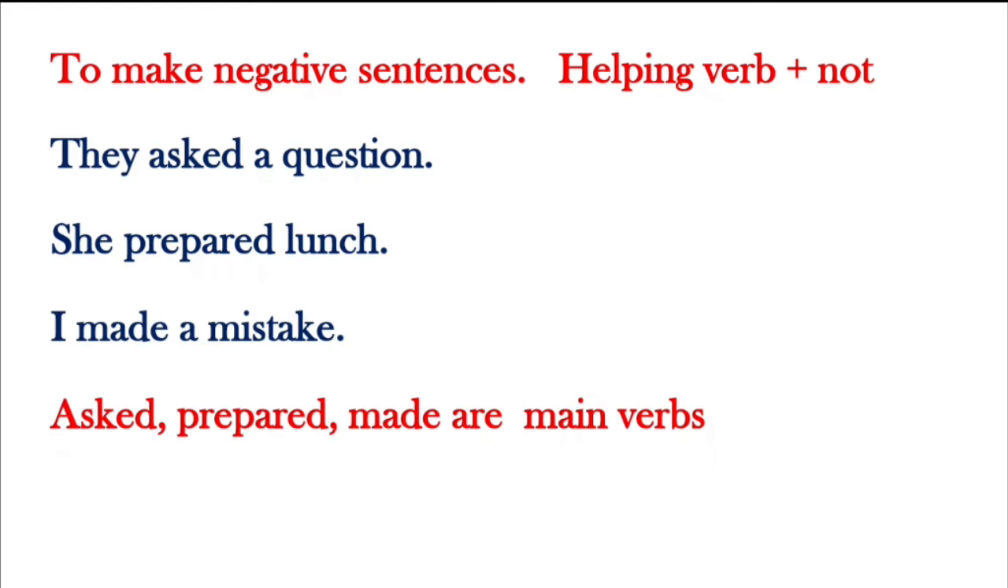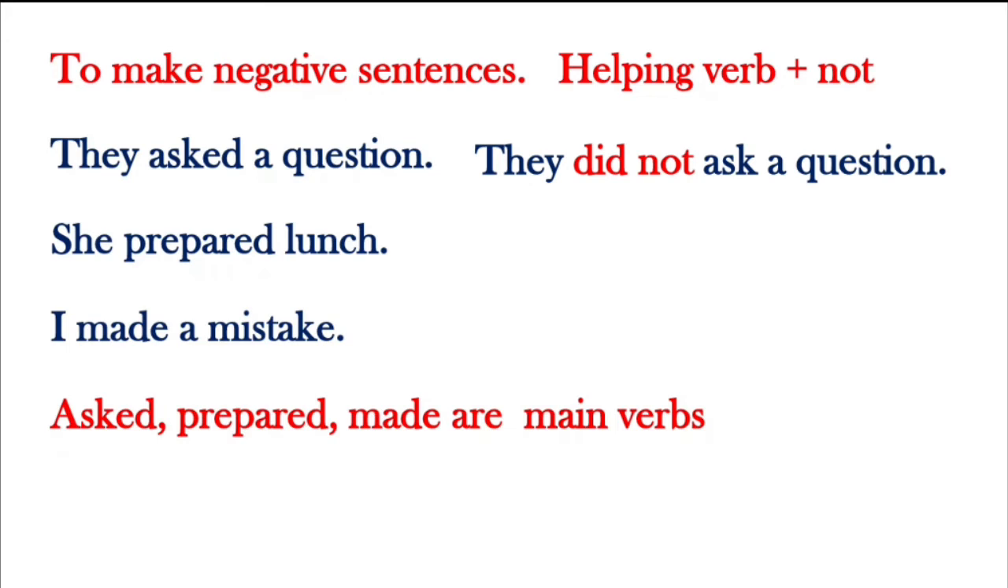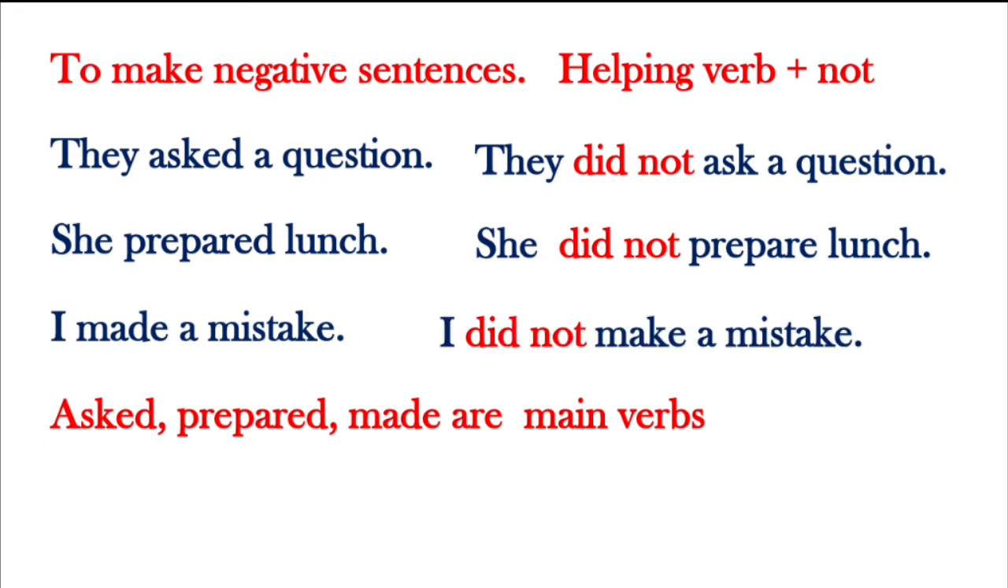Look at these sentences. They didn't ask a question. She didn't prepare lunch. I didn't make a mistake. Here we take "did" from the main verb in the past tense, and we convert that main verb into the present form. "Did" is the past form here, "ask" is the present form. This is the usage of do, does and did to make positive sentences negative.